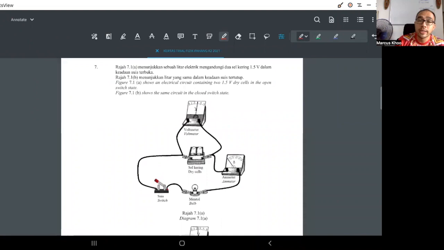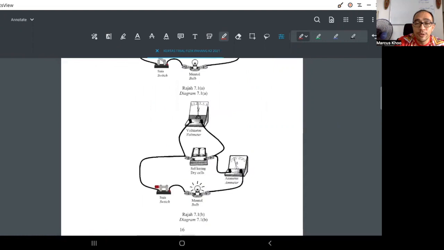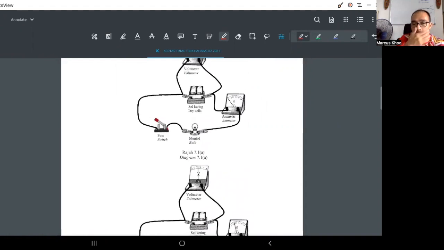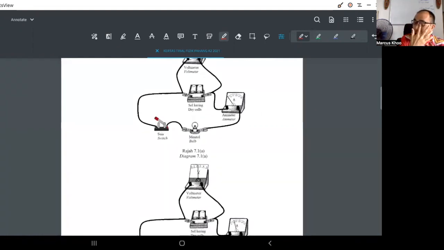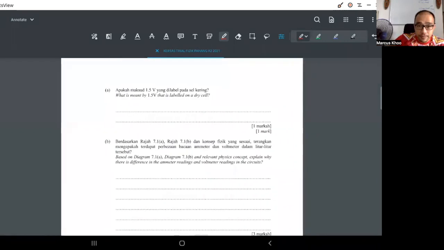Question 7. It shows an electrical circuit. 7.1 shows 2 dry cells with the switch open. Wow, isn't this a familiar question? 7.2 shows the switch is closed. Wow, very familiar, right? Except that in your case, there was a rheostat and one dry cell. Anyway, what is meant by 1.5 volts?